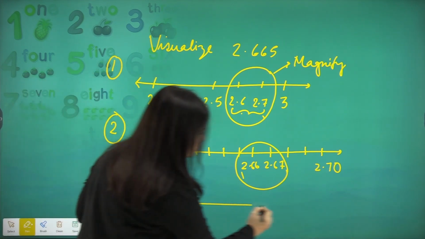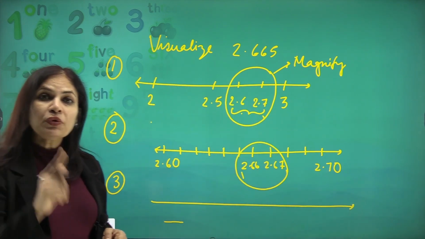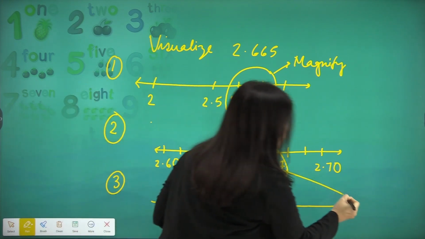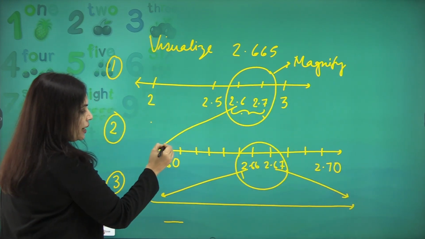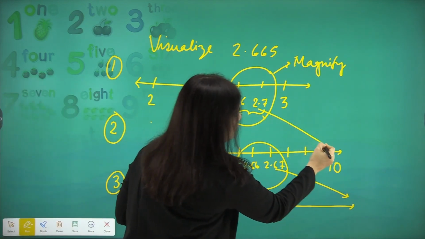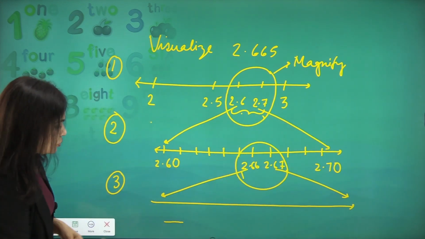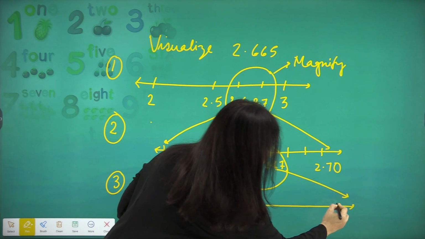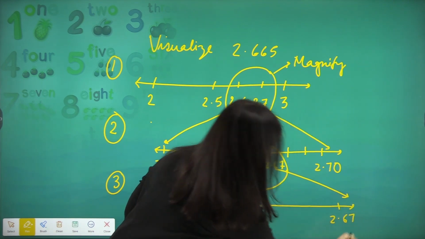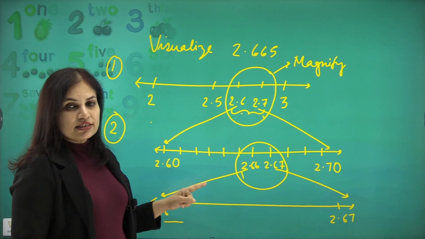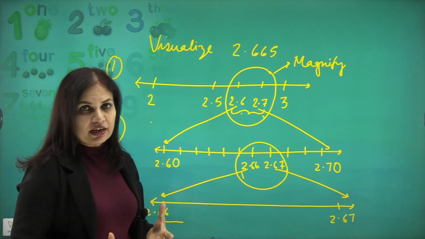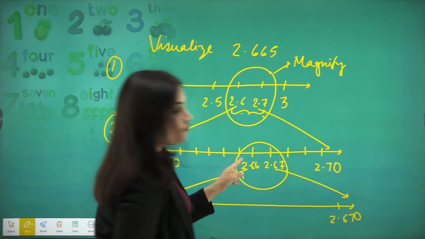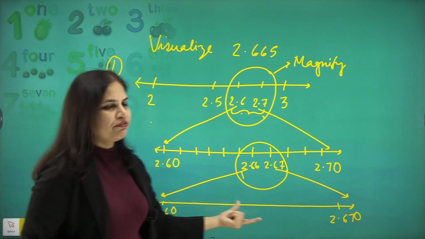So how do I do it? Yes, what will be my two endpoints now? My two endpoints will be 2.66 and 2.67. Here my two endpoints were 2.6 and 2.7. So here I write down 2.66 and here I write down 2.67. But yes, to visualize it better by magnification, I need to add one 0. Obviously, perfectly 2.665 will fit in here.